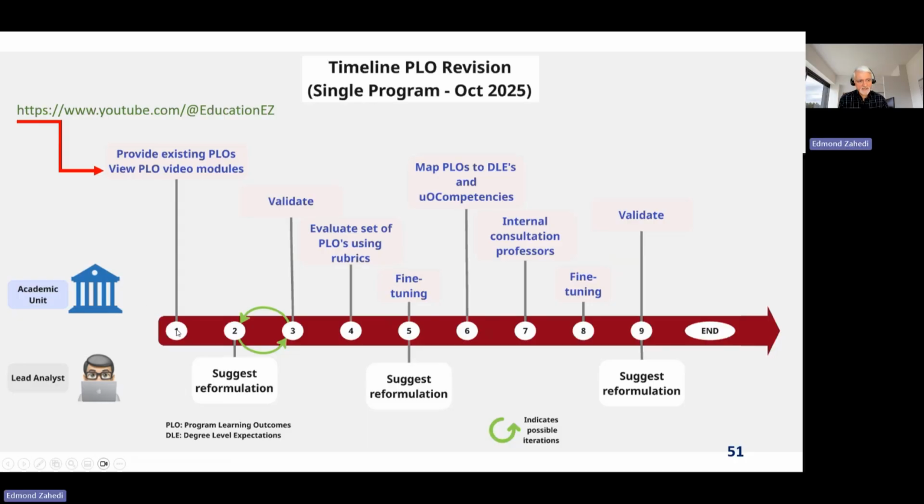So we are in stage one. In stage one, I will ask you to provide the existing PLOs for your program that you would like to revise, you would like to review. And in order to enter this stage and move on to stage number two, I will ask you also, you will receive an email from my side, to have a look, if you haven't done so, at the tools, a series of PLO video modules. The total running time is 2 hours altogether.